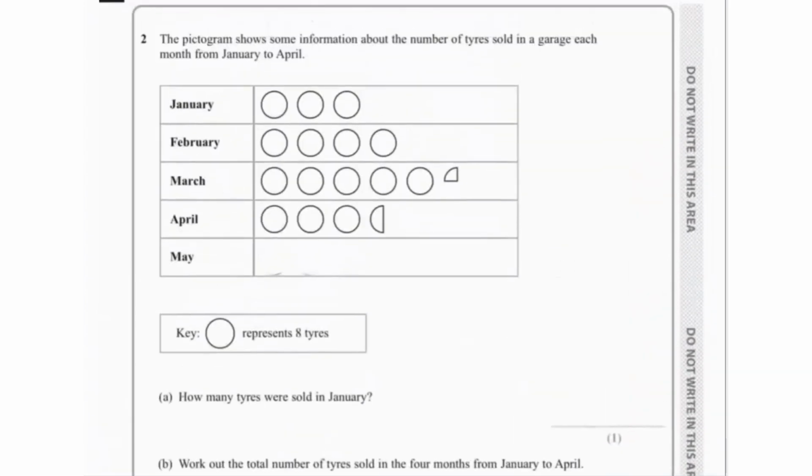Then in May, 22 tires were sold. Show this information on the pictogram. So there are 22 tires. So we know 8 times 2 is 16. So let's first draw 2 full circles. So there are 22 tires. So 16 plus 6 is 22. So we draw a 3/4 circle like this. So that is your 22 tires for May.